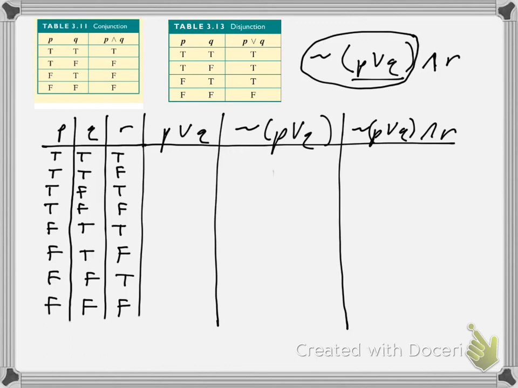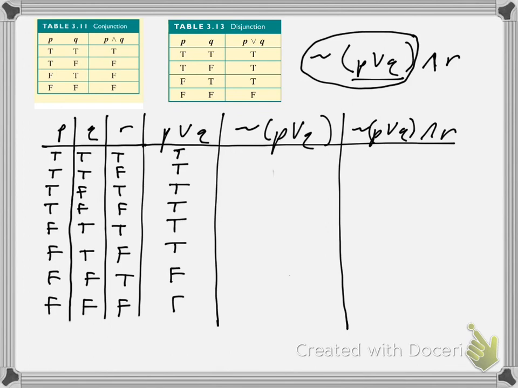So P or Q. Remember with or, as long as one of them is true, we're good to go. So we're right now comparing these two lines right here. As long as one of them is true or both, my or statement is going to be true. So two trues makes that true for the first two columns. A true and a false is true because one of them's true. True and false is true. False and true is true. False and true is true. False and false is false because not both of them are false. Okay, so that's P or Q.